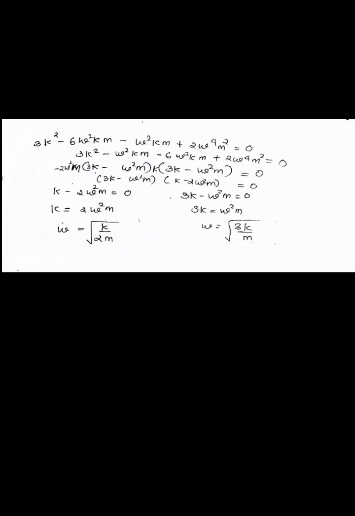Then k minus 2 omega square m is equal to 0 means k is equal to 2 omega square m. That is omega is equal to square root over k by 2m. Then 3k minus omega square m is equal to 0. That is 3k is equal to omega square m. Then omega is equal to square root over 3k by m. That is, here the omega values are omega is equal to square root over k by 2m and omega is equal to square root over 3k by m.